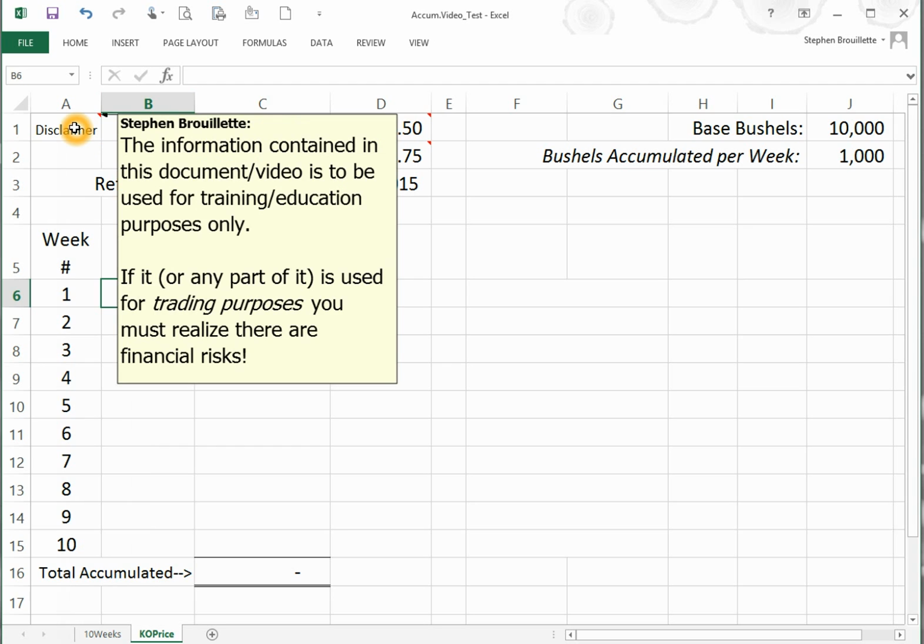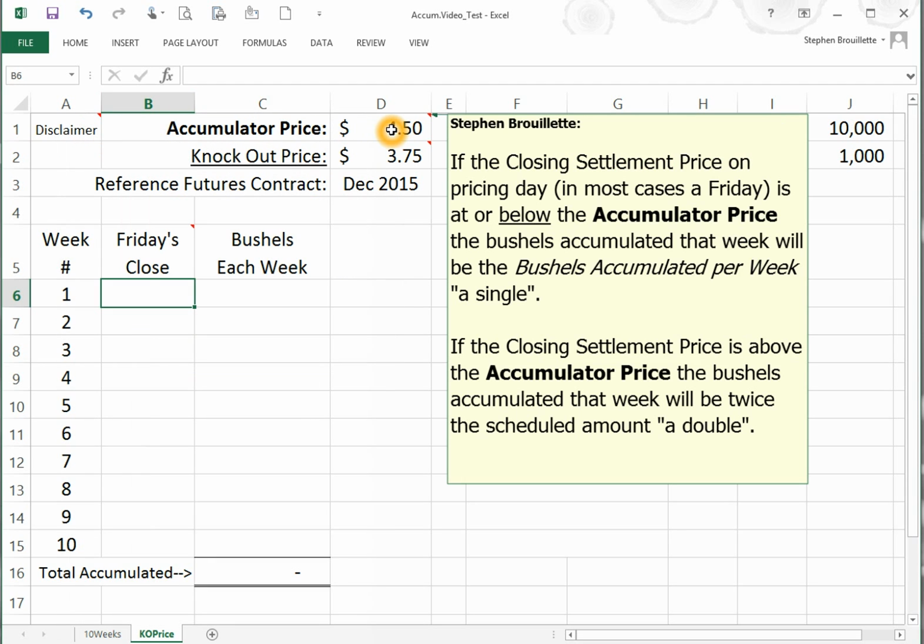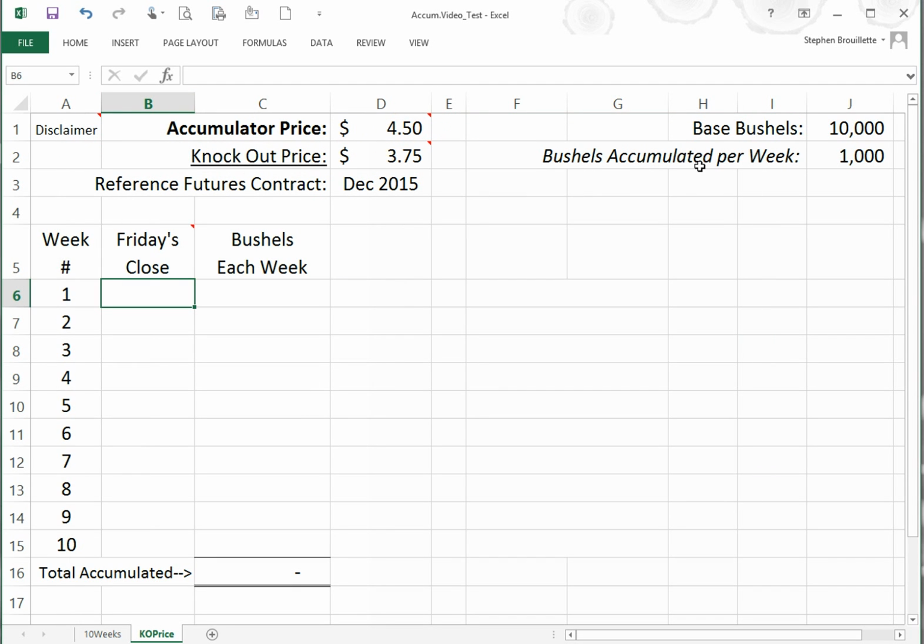Everything's the same. We do have the disclaimer. We've got the same accumulator price. We've got the same knockout price. Our base bushels, again, are 10,000 bushel. We would normally accumulate 1,000 bushel a week. So let's see what happens here on the first week. If we closed at 431 1/4, that would be a single because it's above the knockout and at or below the accumulator. Week number 2, 445.